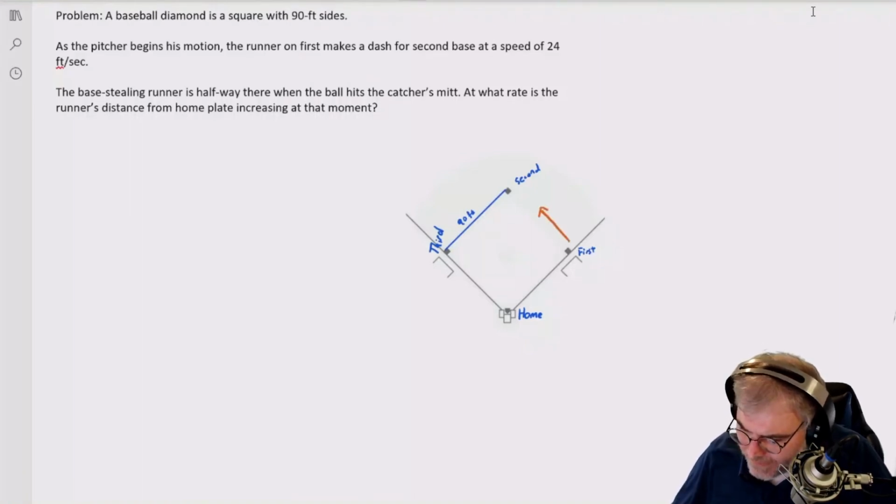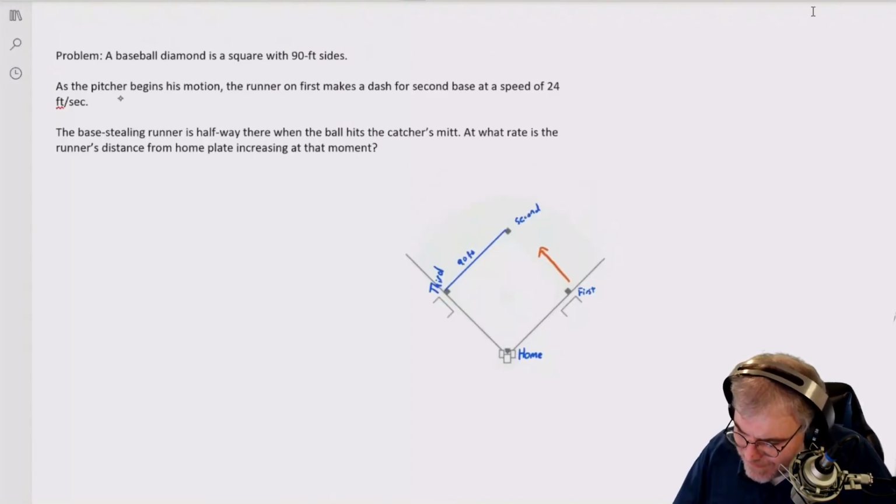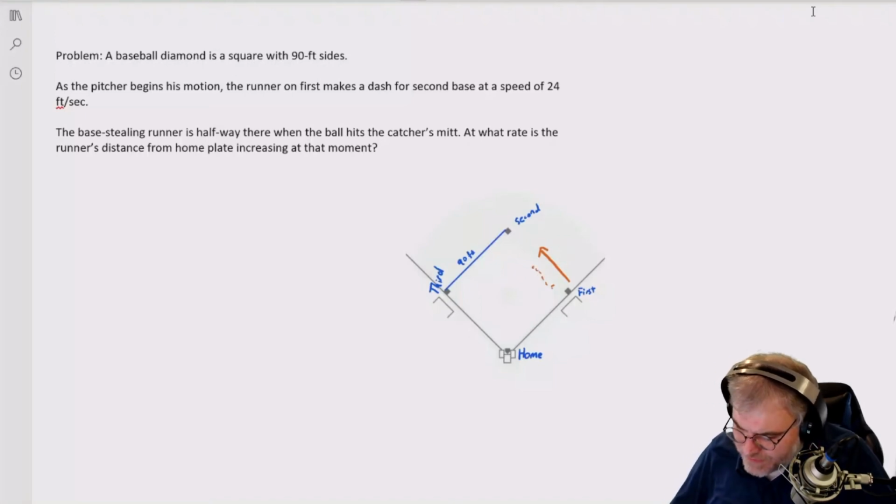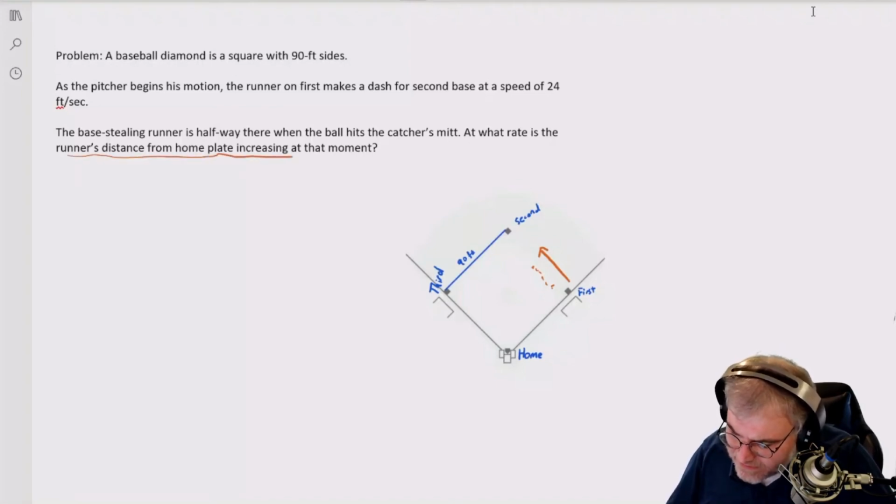Right? That's what this is saying. As the pitcher begins his motion, the runner makes a fast dash. The runner on first makes a dash for second base at a speed of 24 feet per second. Right? So the runner is doing this. The base stealing runner is halfway there when the ball hits the catcher's mitt. At what rate is the runner's distance from home plate increasing?